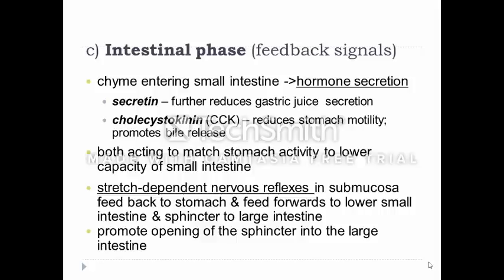In addition, the duodenum is stretched, and an extensive network of nervous reflexes in the submucosa acts as a feedback control to slow gastric activity, and a feed-forward control to stimulate both motility and secretion further down the small intestine, and to promote the opening of the sphincter into the large intestine.